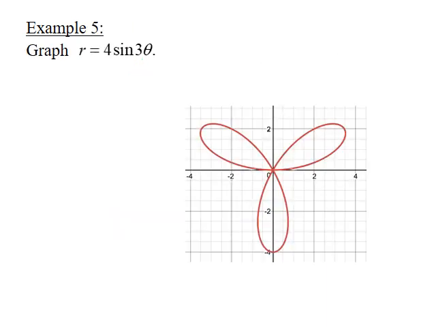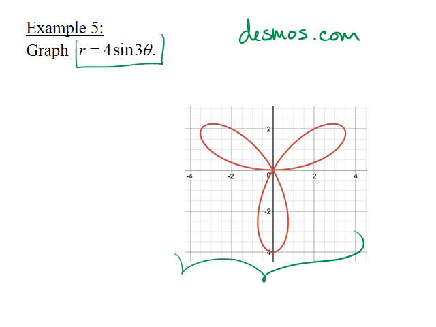Here is another example, and one nice thing, you can graph these in Desmos. So if you go to desmos.com, you can graph this as you see it. You can type in r equals 4 sine of 3 theta. If you type in theta like this, it will turn it into the symbol, and boom, this beautiful graph of a rose will pop out.